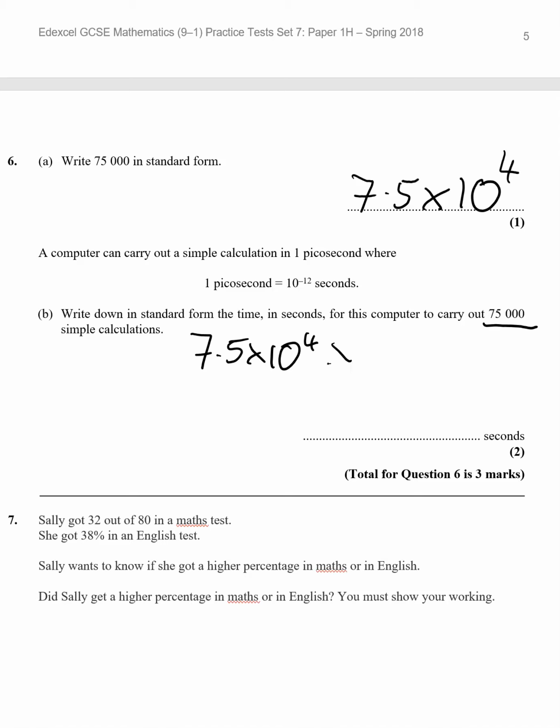And we need to multiply it by 1 times 10 to the minus 12. Well, 7.5 times 1 is 7.5, and because these are both base 10, I can add the powers because we're multiplying, so it's times 10 to the minus 8. Okay, so we're just using standard form to actually help us do that calculation.